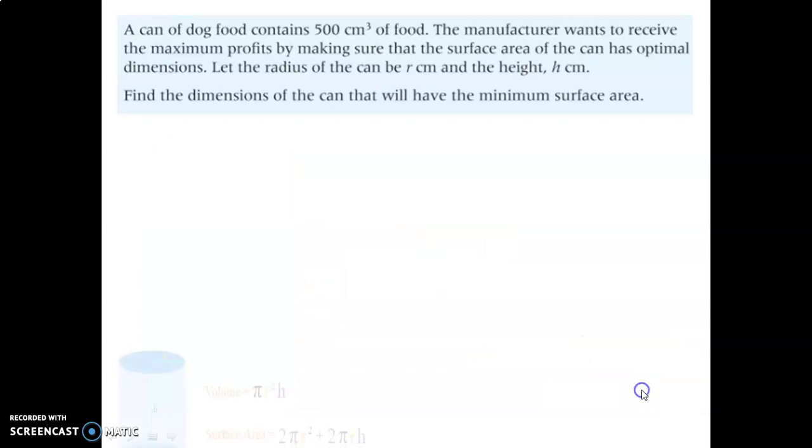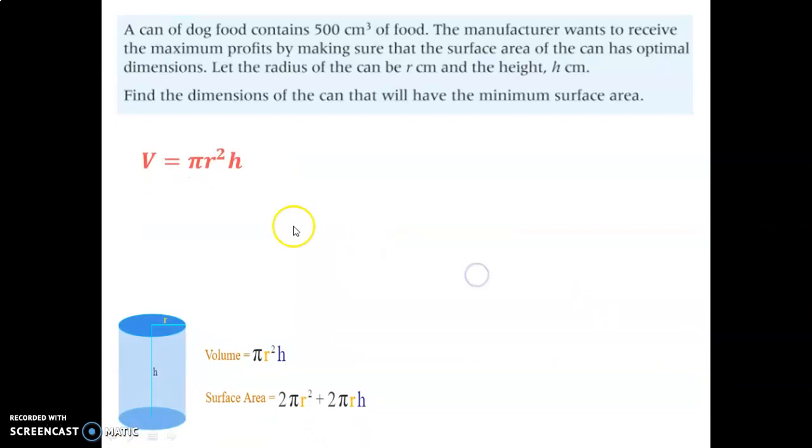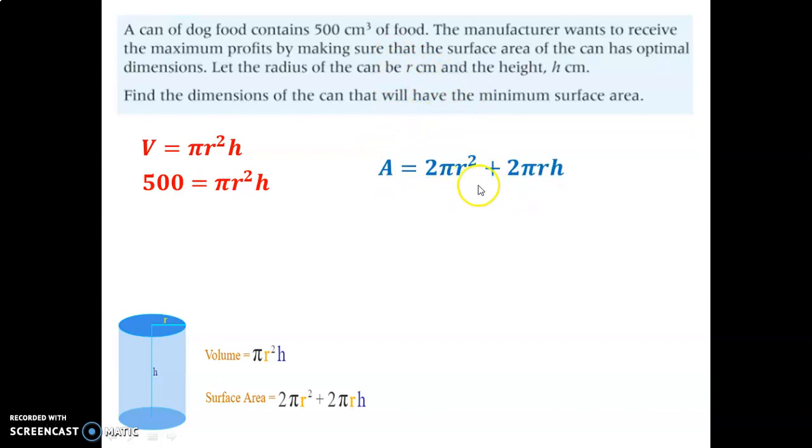I'll get you started and you can try. So first of all, we're going to say the volume equals this. And we know the volume is 500, so we replace that here. Okay, that's the volume formula, but that's not the one we're trying to optimize. The one we're trying to optimize is actually the surface area, because we want to minimize the surface area of this can. So here's our surface area formula, but notice we have an r here and an h here.